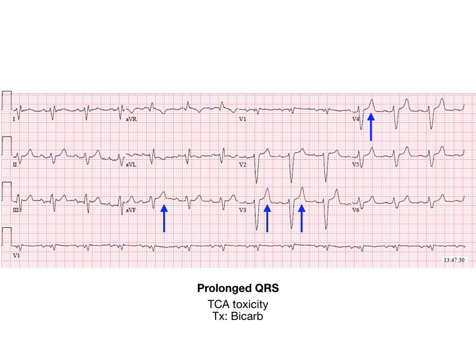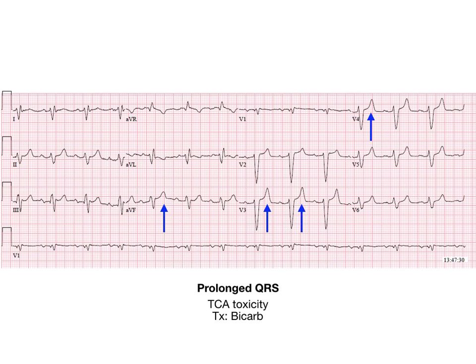So you need to treat it very, very fast, and the treatment for TCA toxicity is bicarb. So bicarbonate will reverse the prolonged QRS. But look at the blue arrows. Look at how long those QRS segments are actually lasting. Even if you know nothing about ECGs, but you've just been staring at normal ones, you should be able to appreciate how long these QRS segments are.